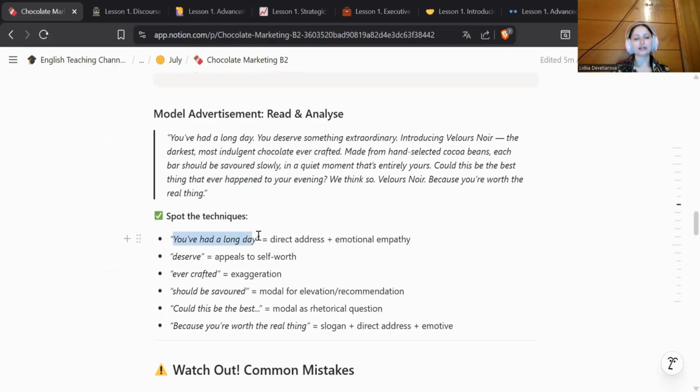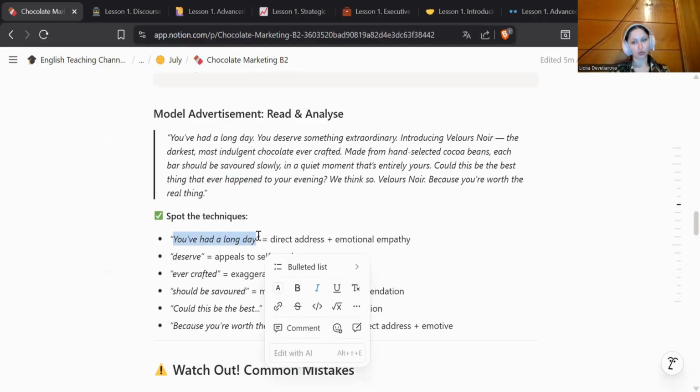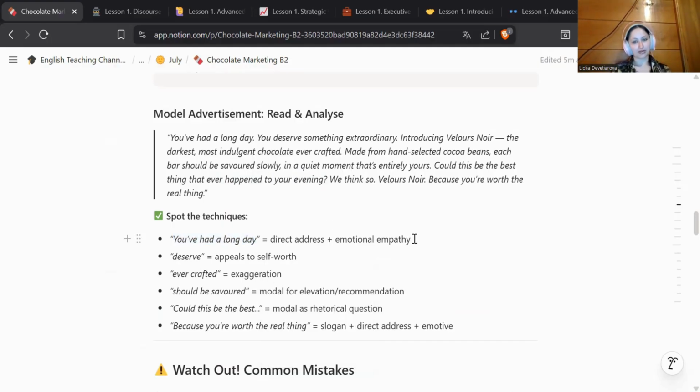So first of all, the sentence, you've had a long day. That's a direct address. I am talking exactly to you, and I am an emotional empath. I'm talking with some empathy. I'm feeling sorry that you had a long day. Then deserve. We are appealing to your self-worth. We are saying that you deserve it. We do not say that every single person deserves it. No. It won't have the same effect.